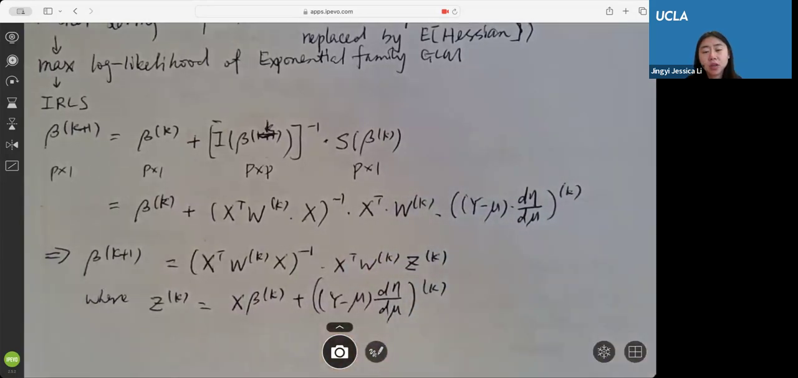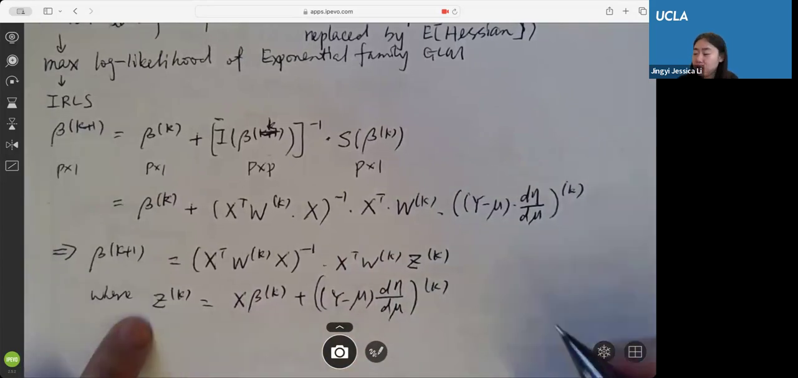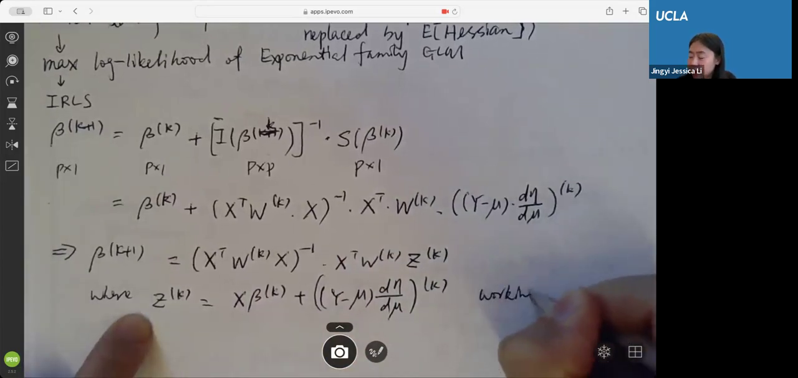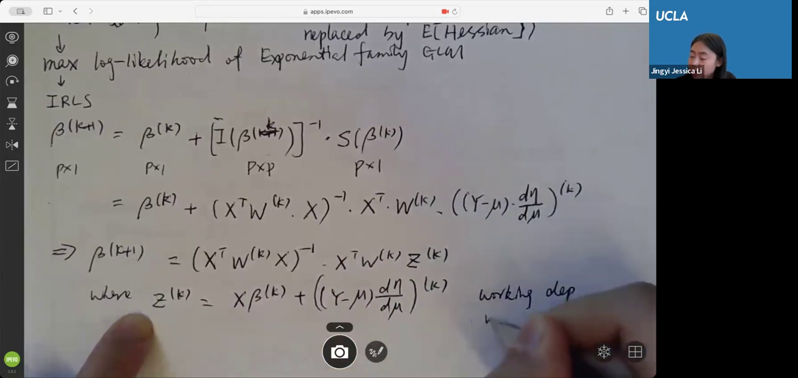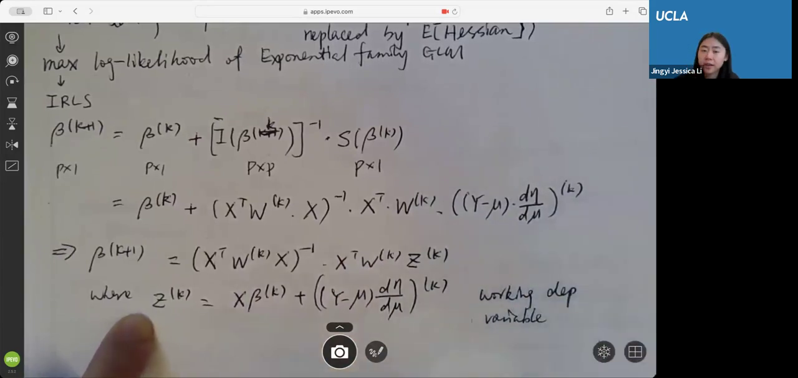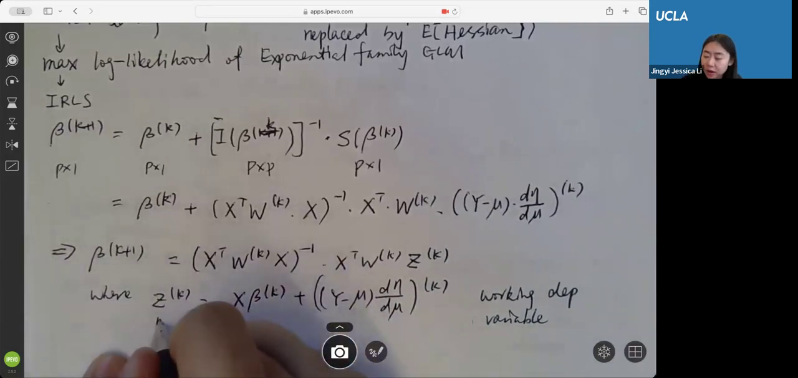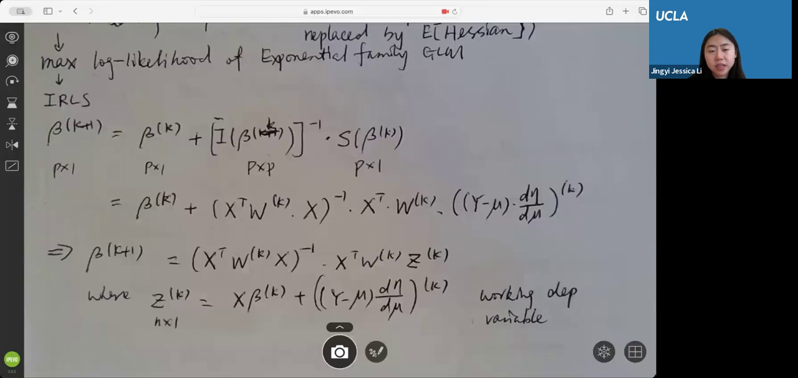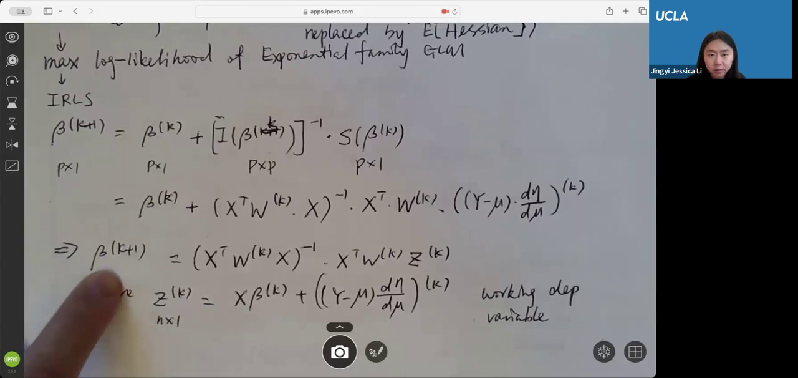That's what we have. So this is what we call the working dependent variable, in place of our actual response y. And this is a vector n by 1. So this vector is going to replace our original response vector y, which is also n by 1. So essentially, you see that we are doing this weighted least squares or weighted linear regression in the kth iteration.